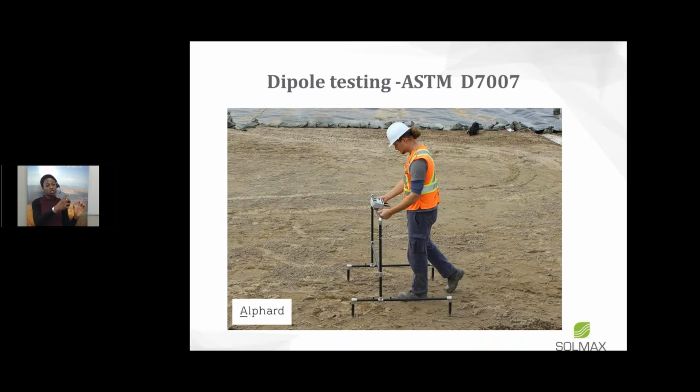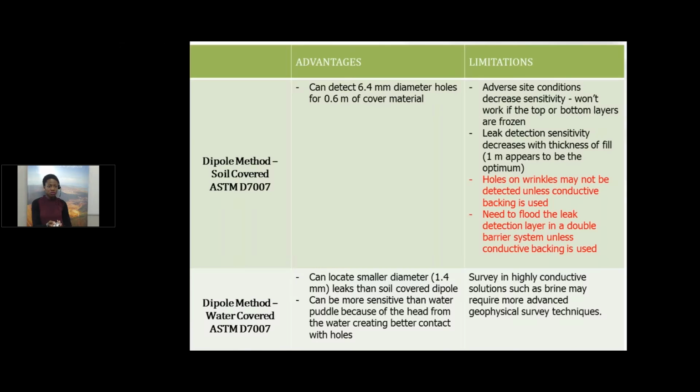There are a few advantages of the dipole method. When the cover material is soil, the dipole method can detect up to 6.4 millimeter diameter holes under a cover material of about 2 feet, 0.6 meters.